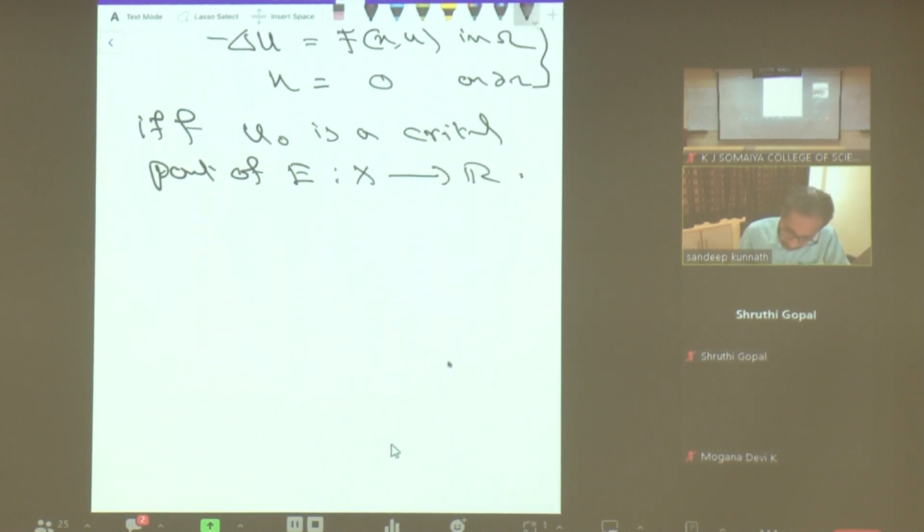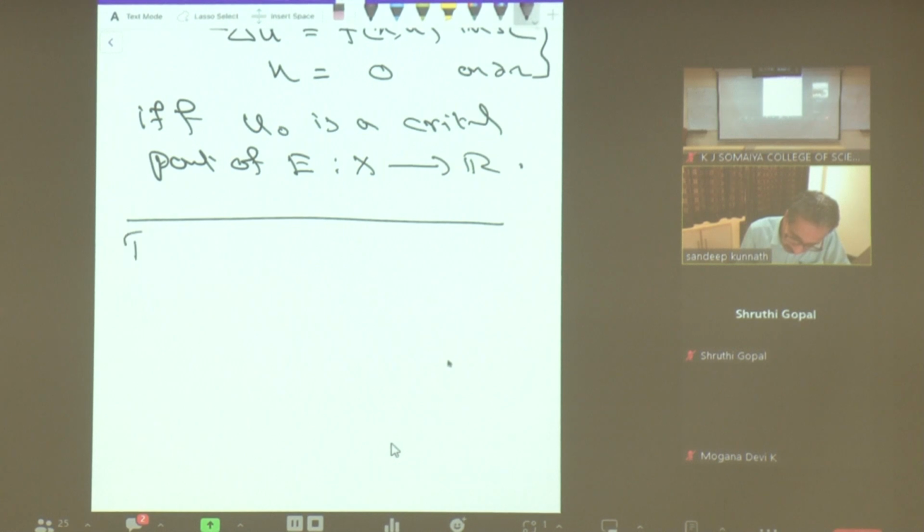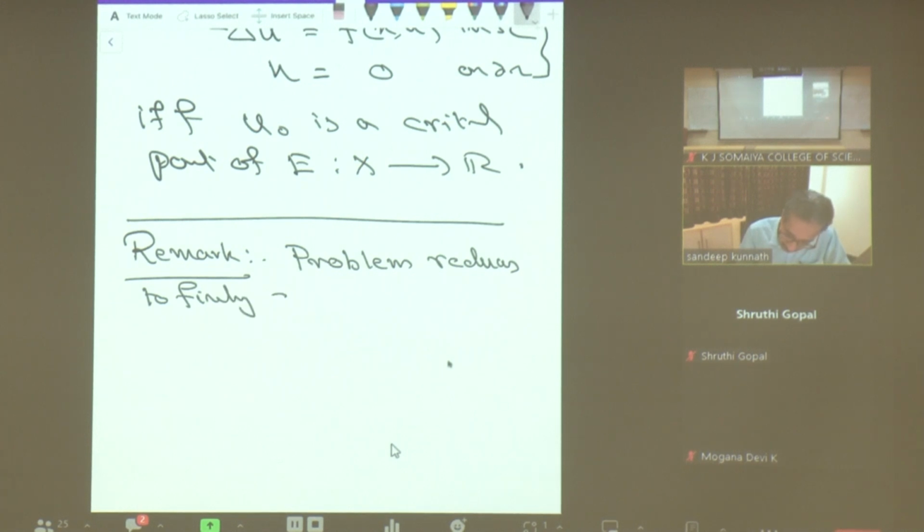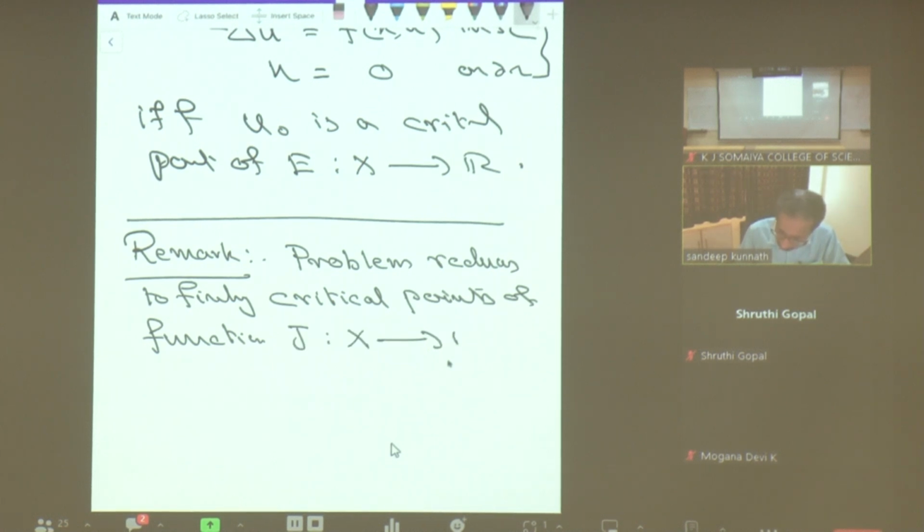Okay, so therefore, the remark is that the problem reduces to finding critical points of functions, say maybe I will call it J, from X to R, where X is a Banach space. So this problem is a general problem.